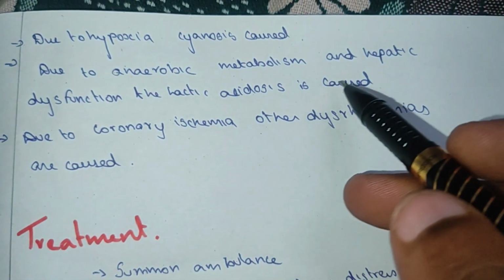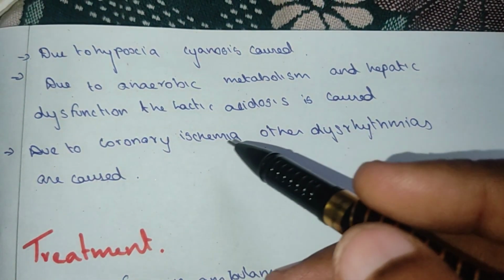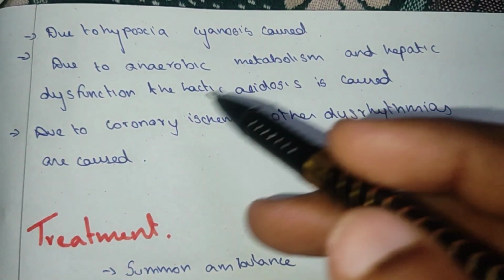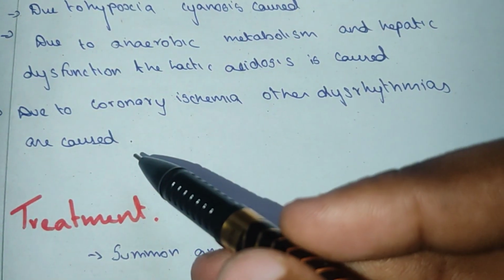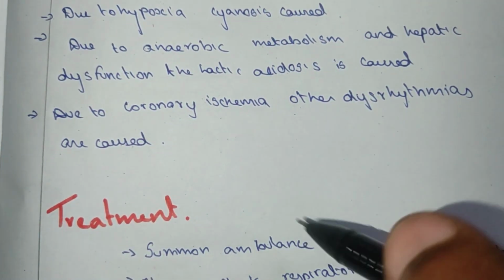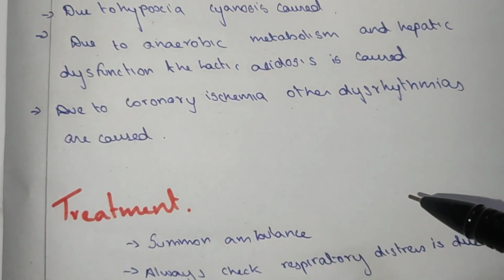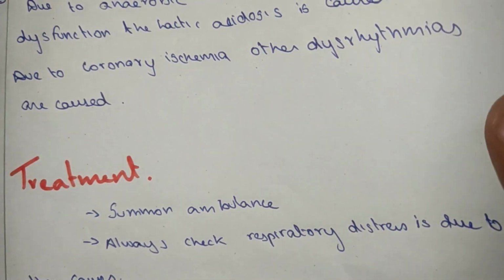Due to anaerobic metabolism and hepatic dysfunction, lactic acid acidosis is caused. Due to coronary ischemia, other dysarrhythmias are caused. These are the clinical features of anaphylactic shock.